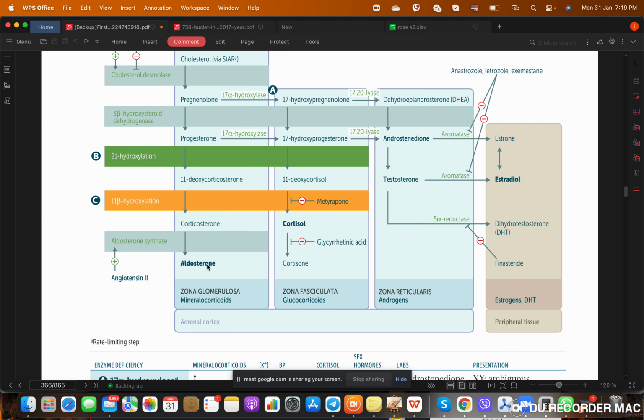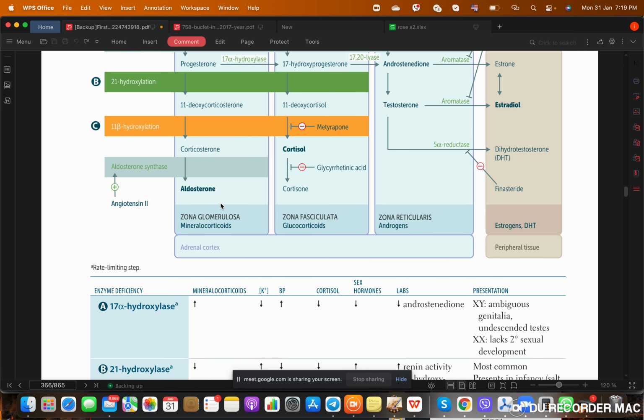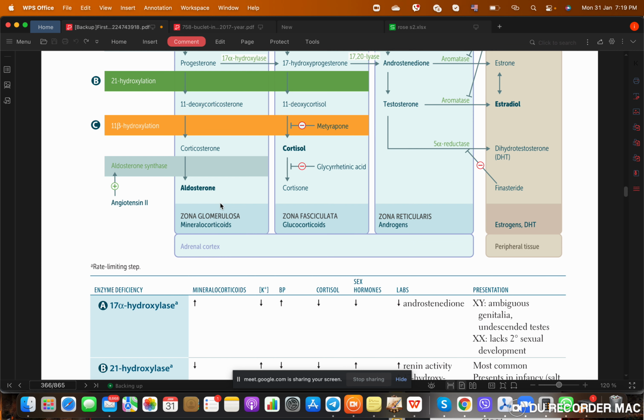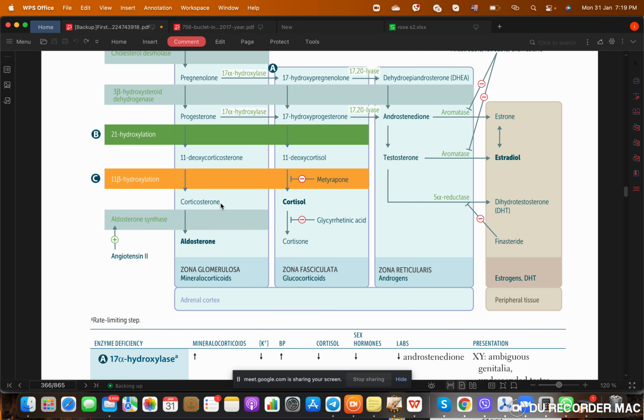So when there is a defect in this one, this patient... aldosterone like mutable, I don't get it. Okay, the one who said that, please explain, because I don't get it.